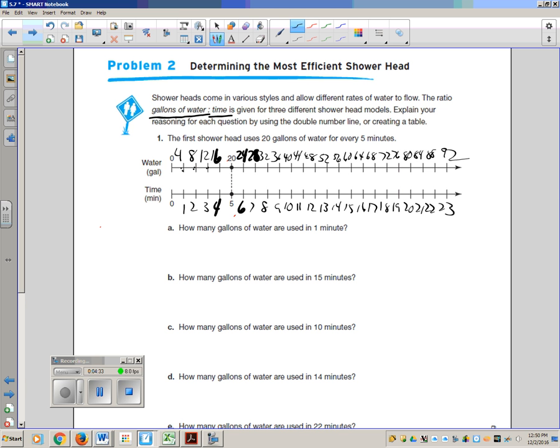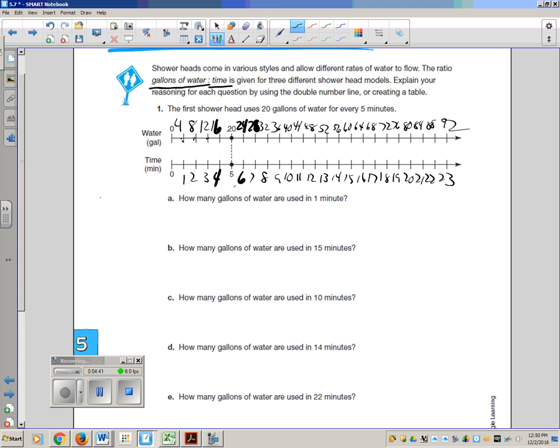All right, you are back because you have numbered your double number line. Now the questions will be easier to answer. So how many gallons of water are used in 1 minute? Make sure you're looking at the 1. 1 lines up with 4.